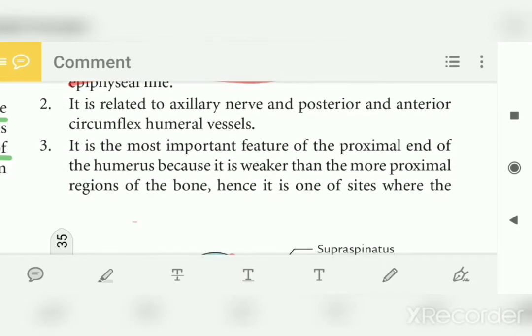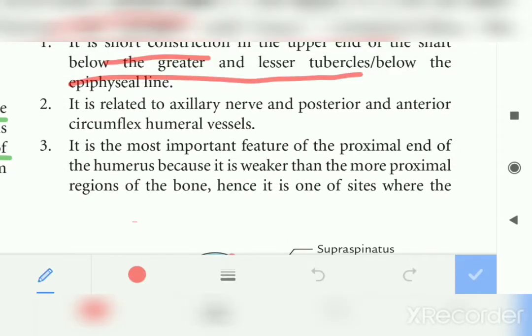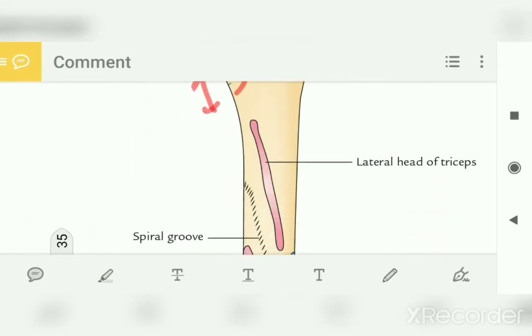What is its clinical importance? We should know it is very important for us. It is related to the axillary nerve and the posterior and anterior circumflex humeral vessels. So surrounding the surgical neck, we have one nerve, the axillary nerve, and two vessels, the posterior and anterior circumflex humeral vessels. You can see in the figure.